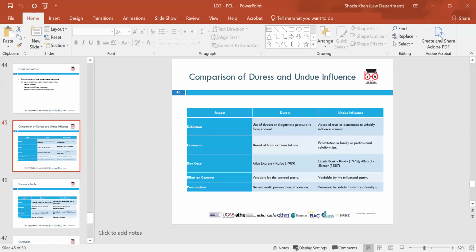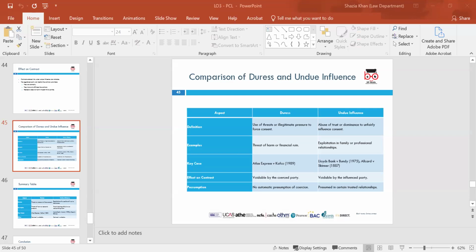So the comparison of duress and undue influence is in the diagram there. While both duress and undue influence can render a contract voidable, the key difference is that duress involves explicit threats or coercion to force someone into a contract, while undue influence involves using a position of power or trust to unfairly persuade someone to enter into a contract, often without direct threats, but through manipulation or excessive pressure.